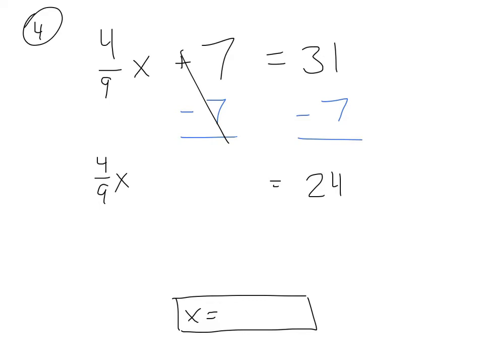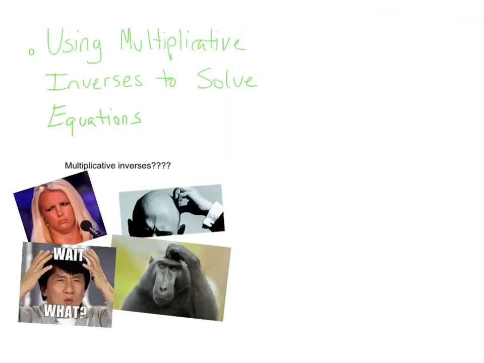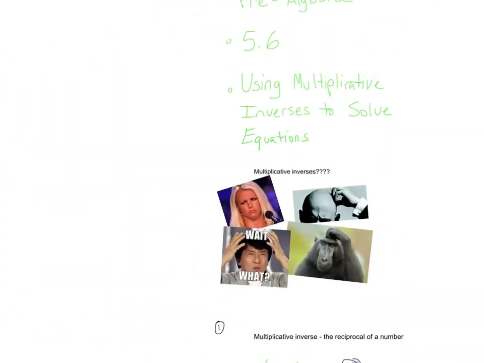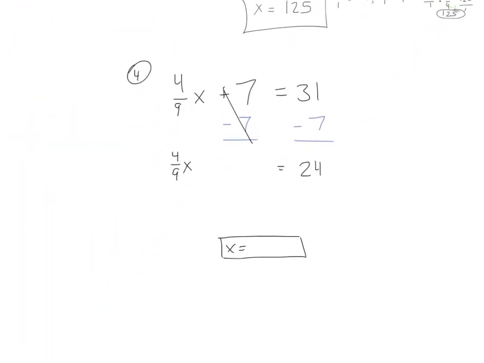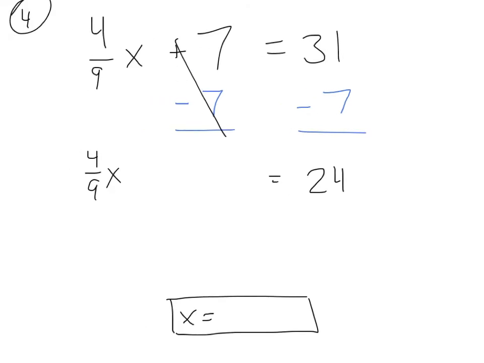How do I solve this the rest of the way? Well, remember 4/9 is being multiplied by x, so I've got to do the inverse, which is divide. But remember, I really shouldn't divide a fraction by a fraction like that. So what do we use? The multiplicative inverse. Remember, it's just the reciprocal. So I'm going to multiply by the reciprocal of 4/9, which is 9/4. But if I do that to one side, I've got to do it to the other side, and on this side I'm going to make that 24 over 1.